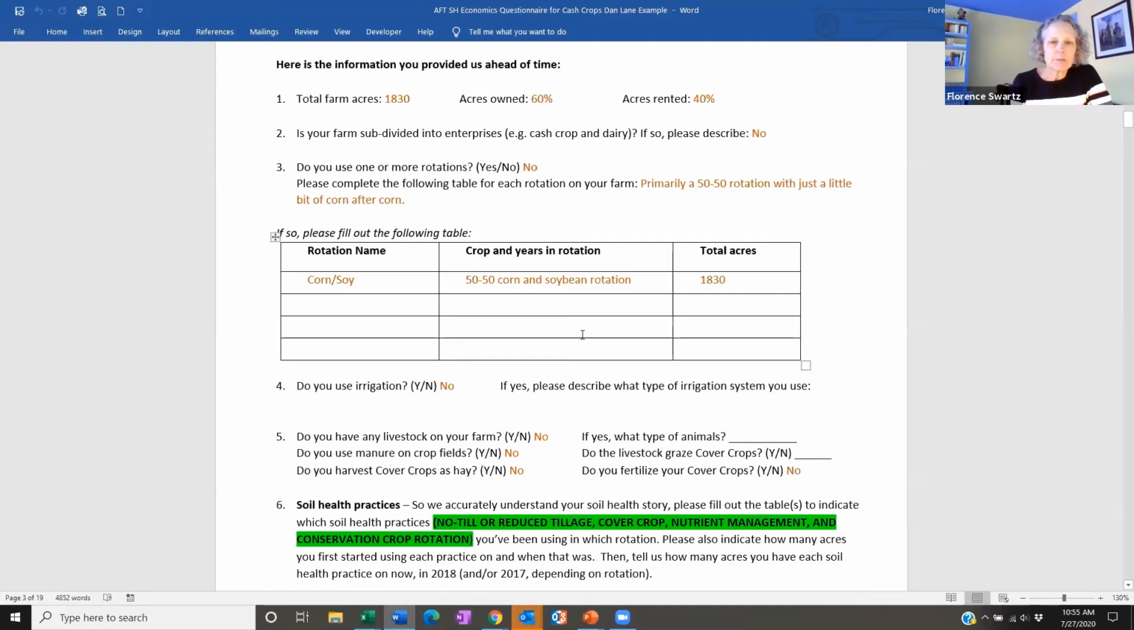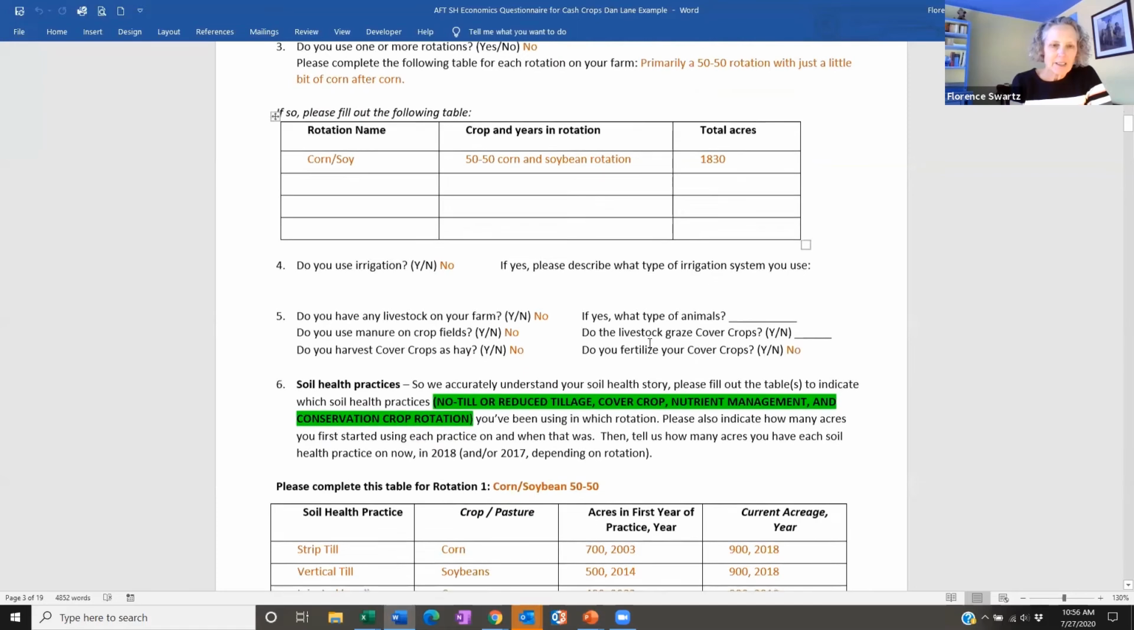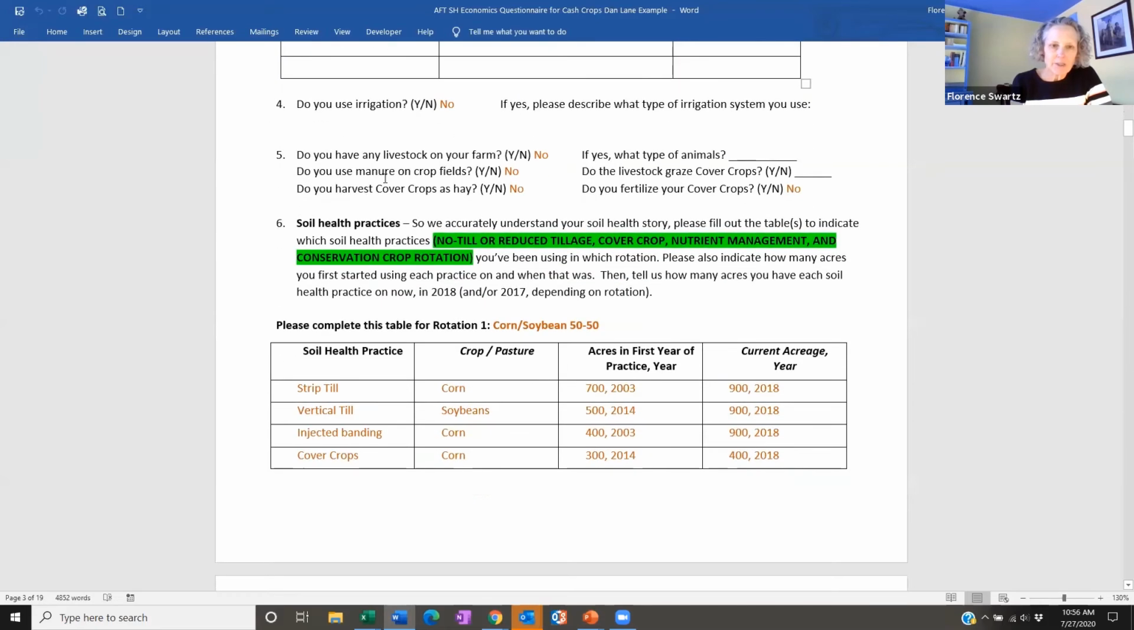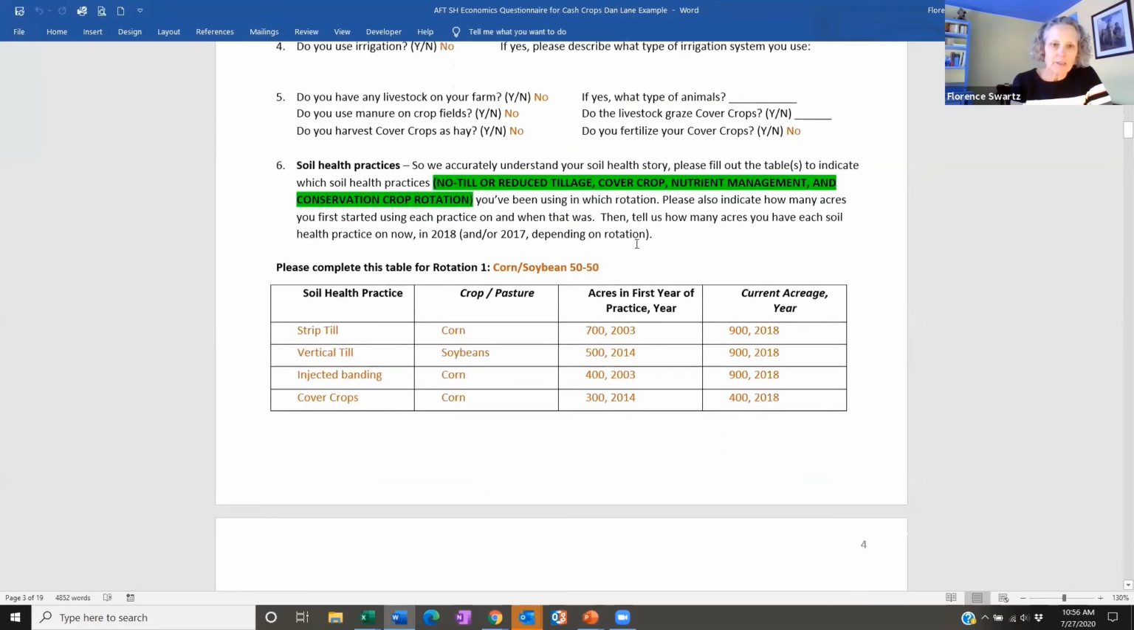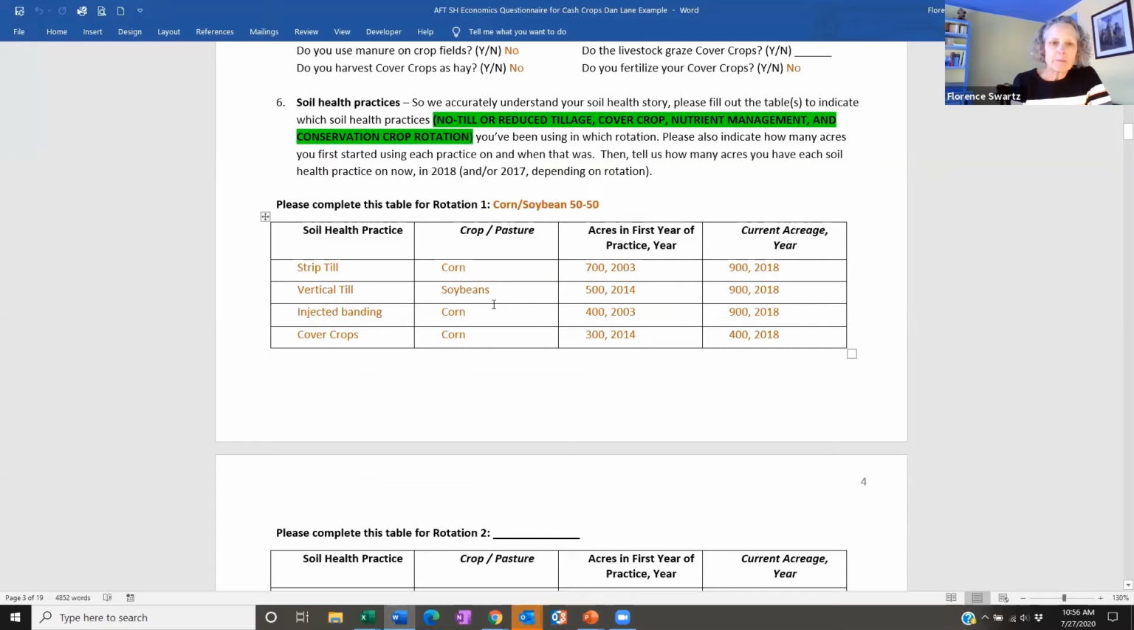So we start out with a little bit of general information about the farm and how many rotations they have. And as you can see, our sample farmer, Dan Lane, only has one rotation. So that makes things kind of easy for us. And we get into asking questions about irrigation, whether he has livestock on the farm. Then question 6, we're getting into more specifics.